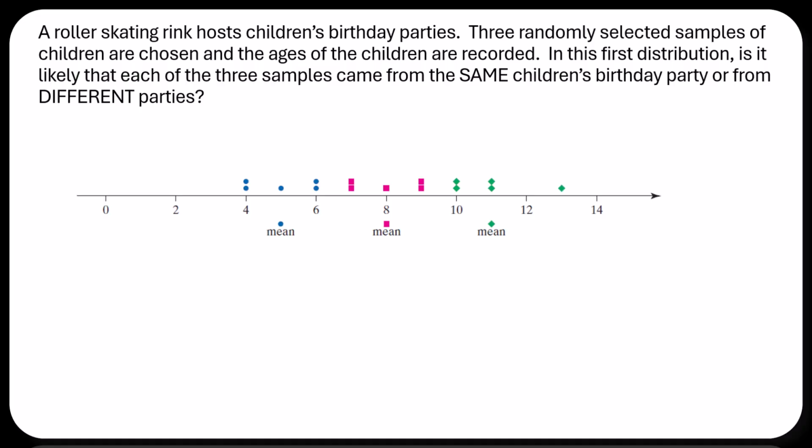So let's use a practical example. A roller skating rink hosts children's birthday parties. 3 randomly selected samples of children are chosen, and the ages of the children are recorded. In this first distribution, is it likely that each of the 3 samples came from the same children's birthday party or from different parties? Let's use range as a shortcut for measuring variation.